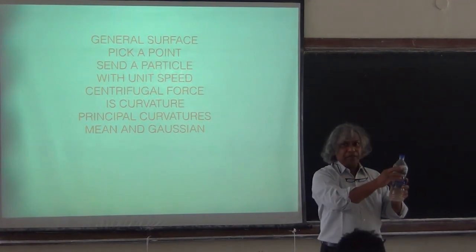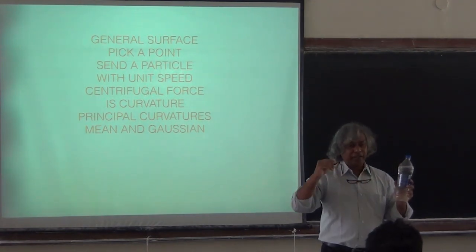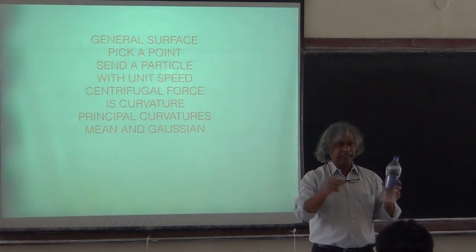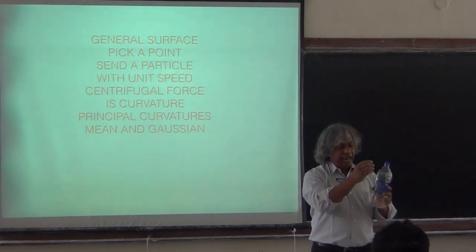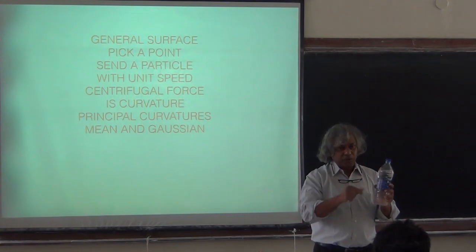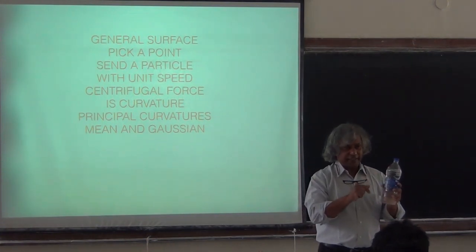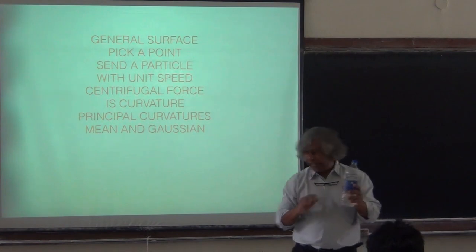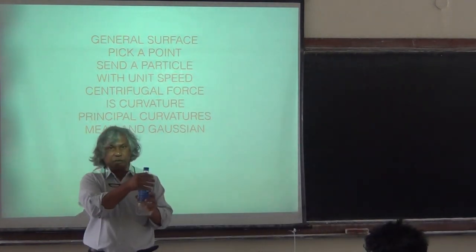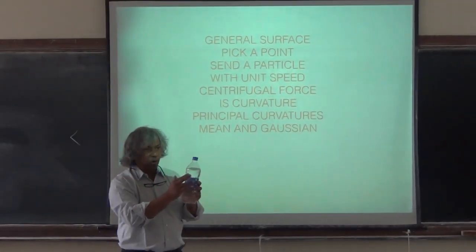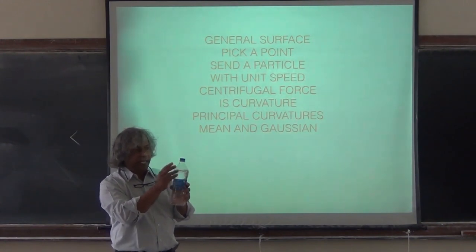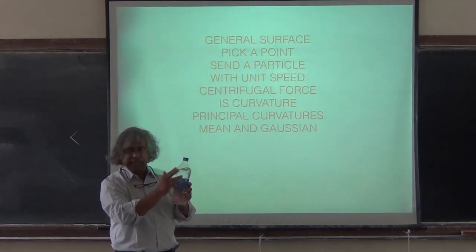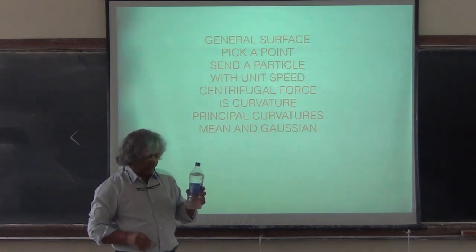And the average of these two curvatures is called the mean curvature. And the product of these two curvatures is called the Gaussian curvature or the intrinsic curvature. Yeah? That's just a definition. So what really matters to a bug living on the bottle is the intrinsic curvature. It cannot detect the extrinsic curvature at all. It only depends on the intrinsic curvature.